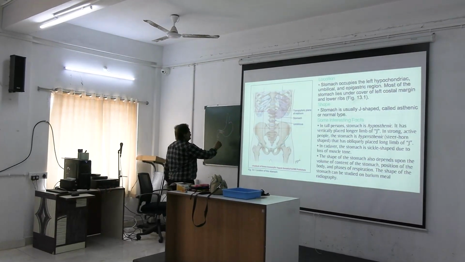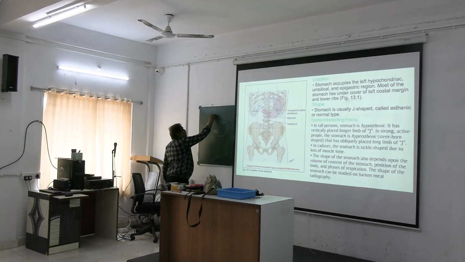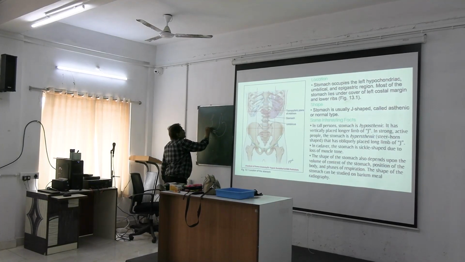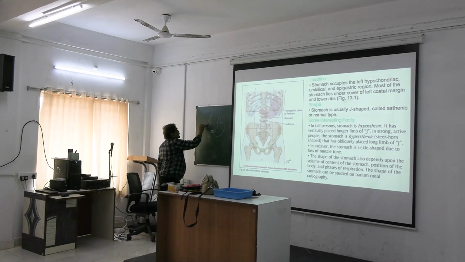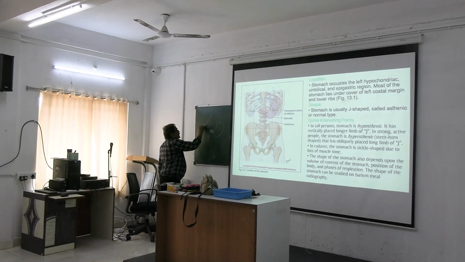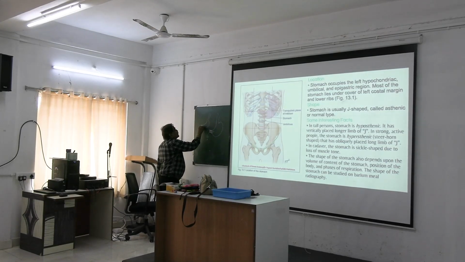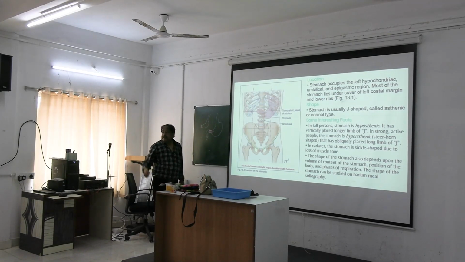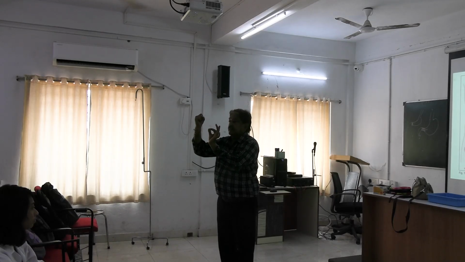Now, these are circular muscles. Congenital, you make an incision like this. Then you suture it, so it becomes a tube. If you make an incision like this, then the width increases.